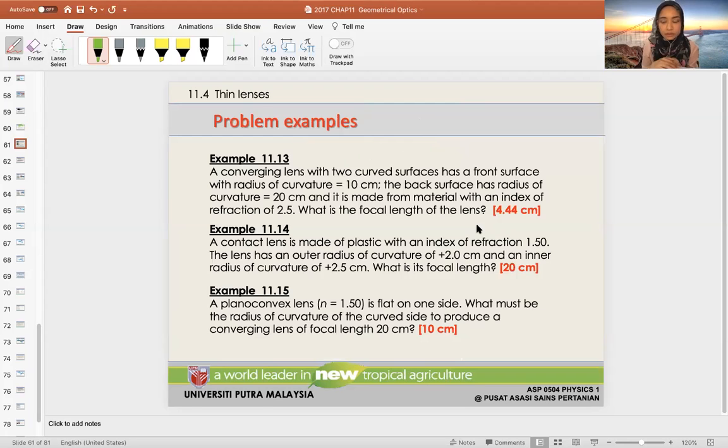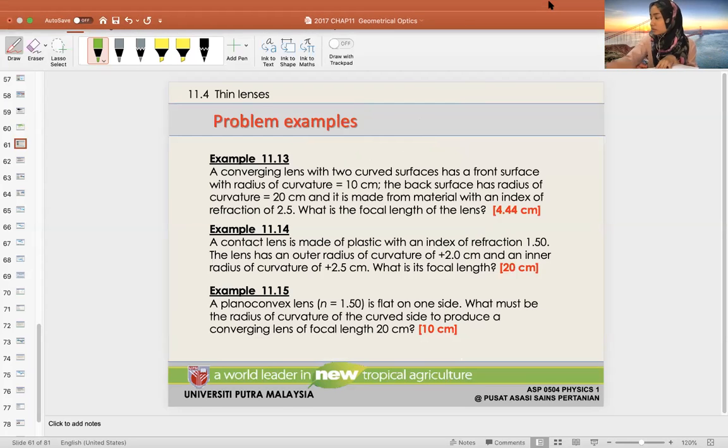Okay, let's do this example. What time is it? 12:20. Okay. 11.13. Stop sharing. Any questions? Please feel free to ask.